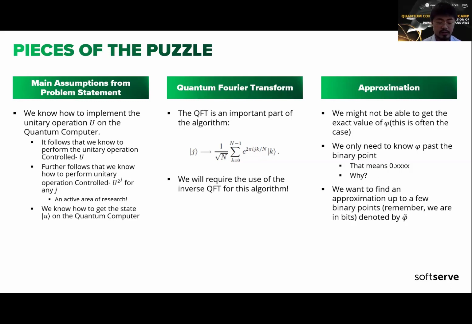There are many ways to do that, and that part is actually an active area of research. It follows from the fact that you know how to implement the unitary operation U that you know how to perform the unitary operation controlled-U. So can someone remind me what a control operation is? Anyone in the chat?